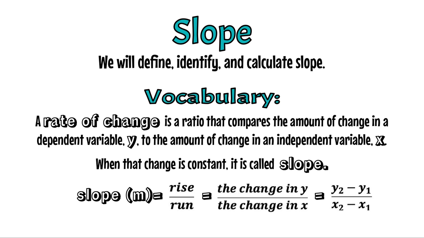There's many ways to think about slope. We usually use the variable m to represent slope. And a lot of you remember rise over run, or the change in y over the change in x. Or when we're talking about points, we have y2 minus y1 over x2 minus x1.